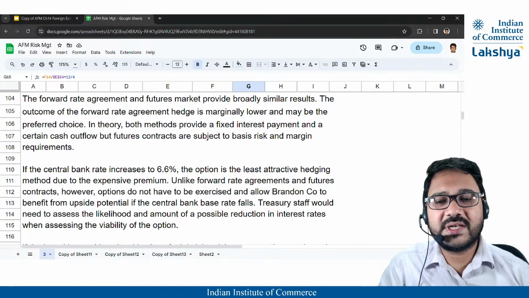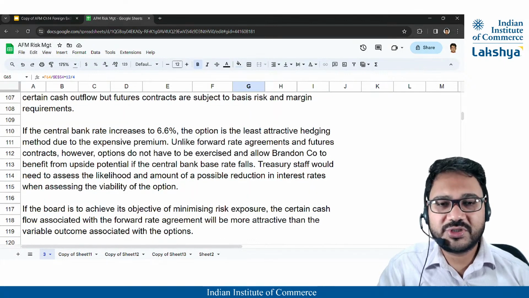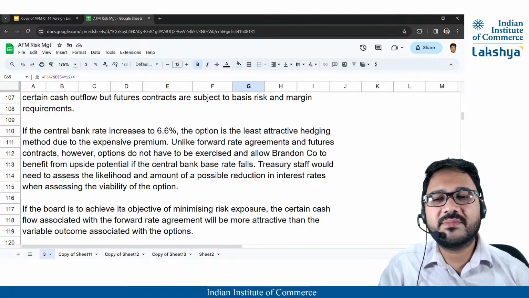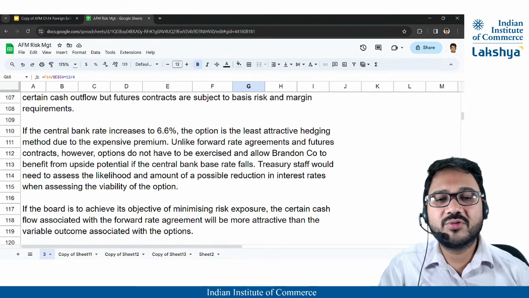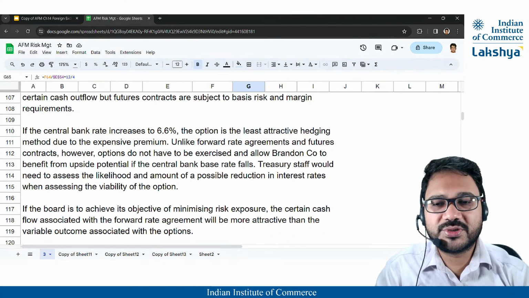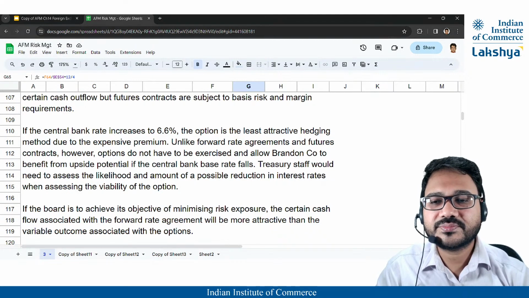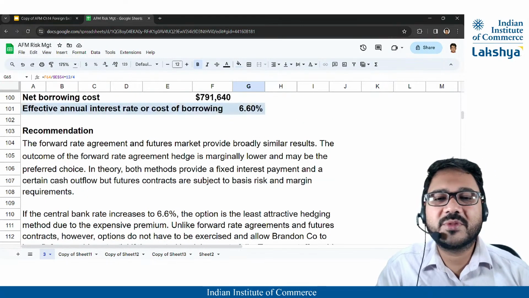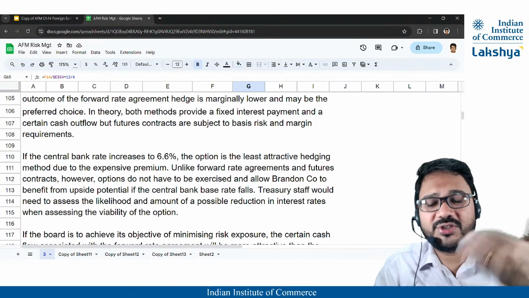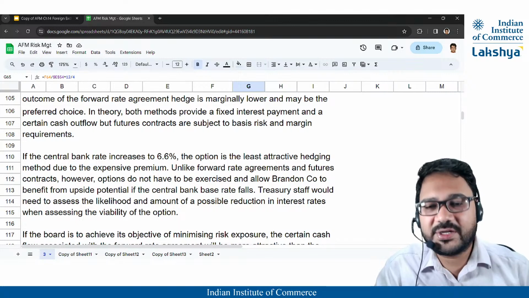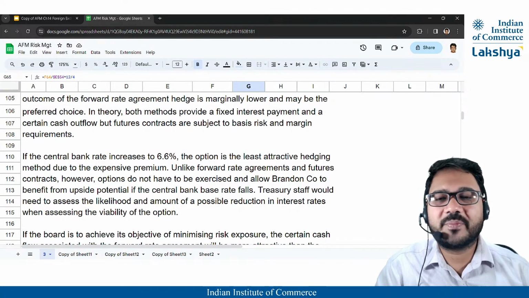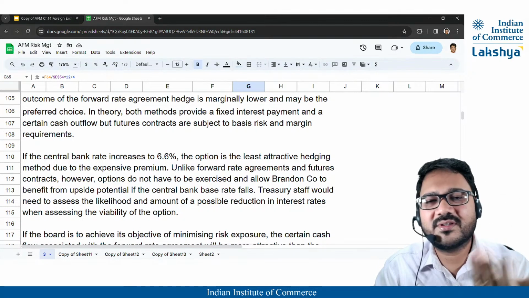Treasury staff would need to assess the likelihood and the amount of possible reduction in interest rates when assessing the viability of the option. So you are saying that let the treasury team decide the likelihood, and understand whether we should do the options, what the probability is that rates would reduce, and by how much. Not only reduce, but if it is a 10 bips reduction, well, you are paying that much as premium. So the reduction that you are expecting should be at least more than the premium that you are paying. If you are expecting a 10 bips drop and you are paying 10 bips as premium, then it's not going to benefit you.